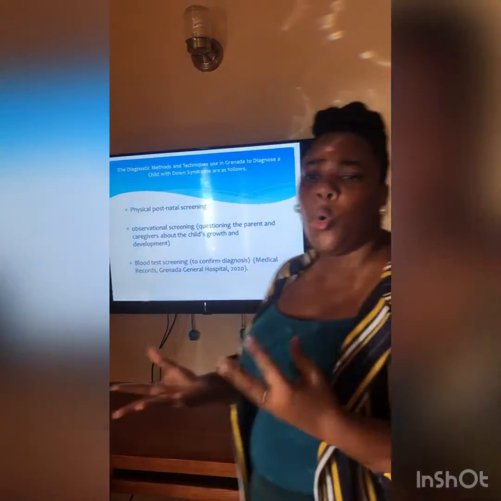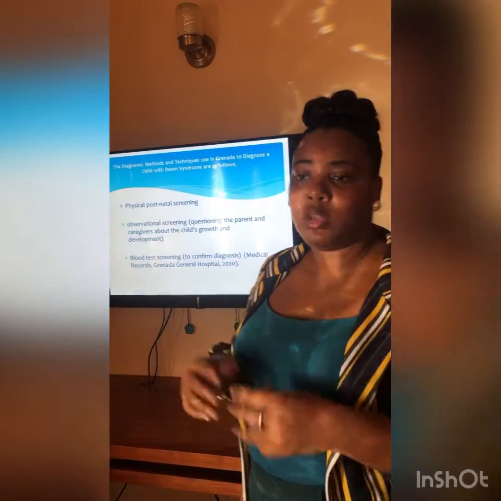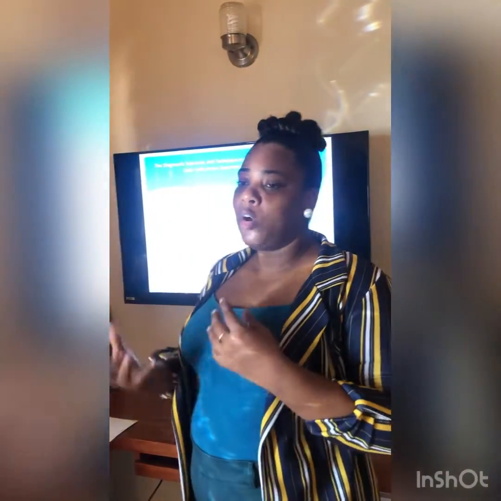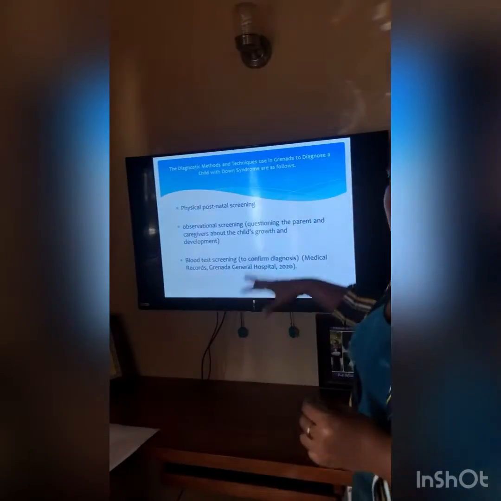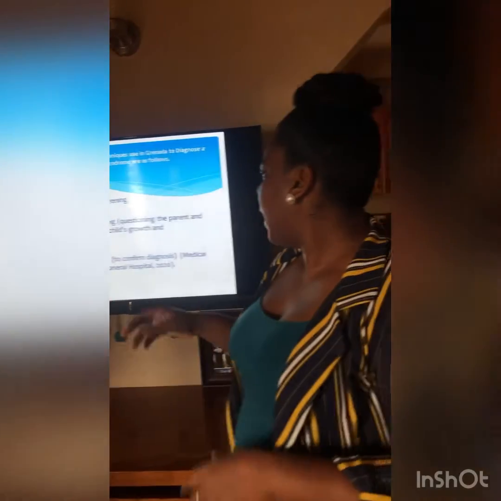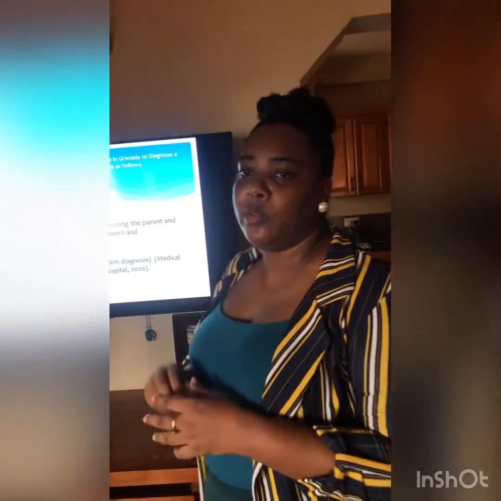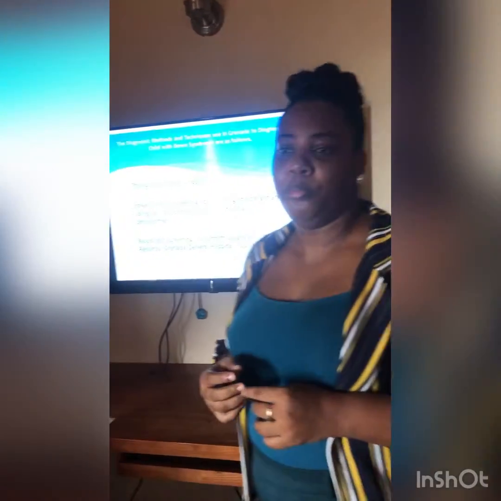So a parent might go home with their child. When they go home with the child, they notice that the child is not sitting up, the child is not moving as they should, the developmental milestones are not being achieved. So they may bring the child back to the hospital and then they will do a blood test screening to confirm the diagnosis of Down syndrome.